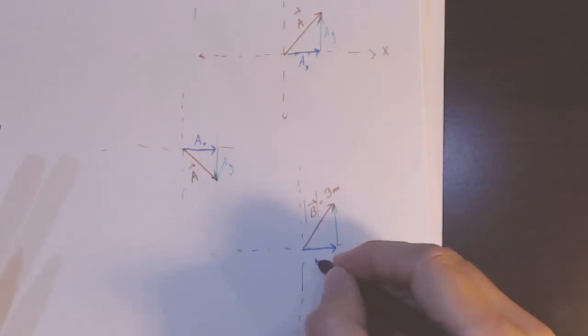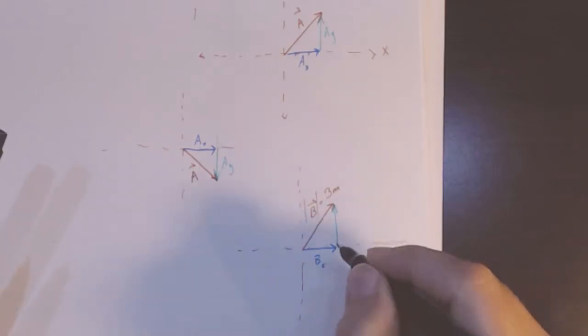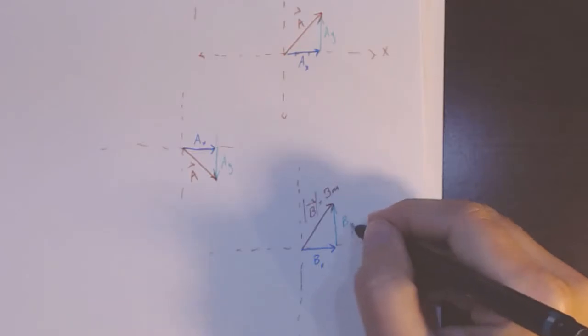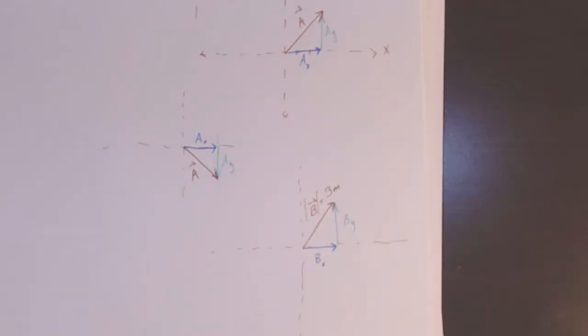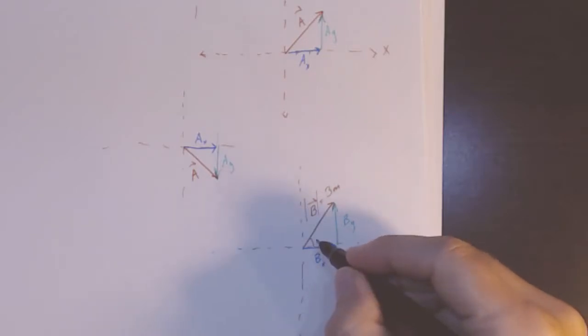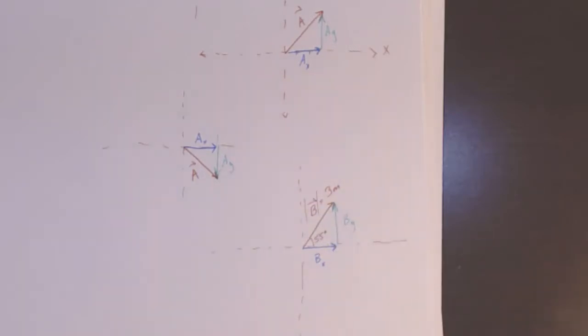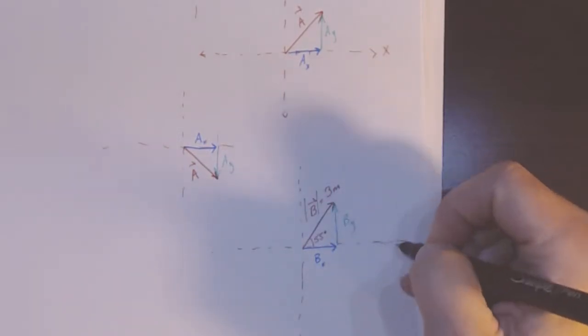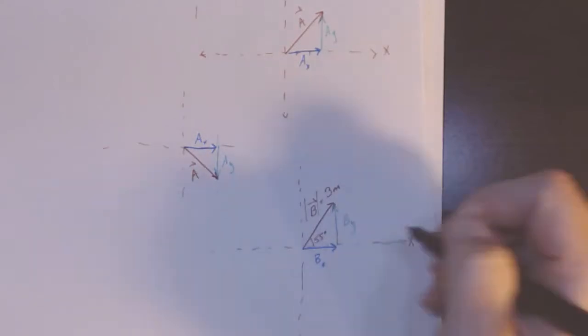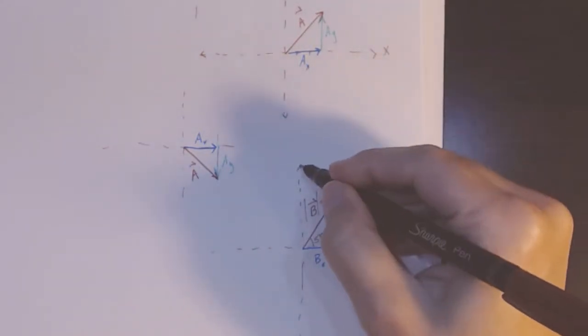It's going to have a y and an x component, like that, Bx and By. Let's see if we can calculate what Bx and By are using just the length of the vector and the angle. Let's say this is 55 degrees. That would be the polar angle because it's measured off the positive x-axis in the counterclockwise direction until we reach vector B.